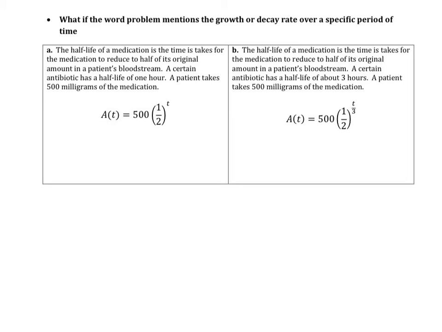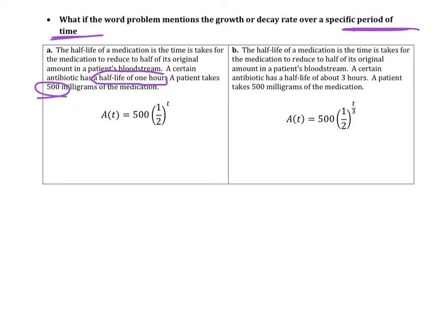All right, so now we step up into the Algebra 2 type question. What if the word problem mentions the growth or decay rate over a specific period of time? Let's highlight that for ourselves, a specific period of time. A, the half-life of a medication is the time it takes for the medication to reduce to half its original amount. So it's very nice to keep reminding you of that. A certain antibiotic has a half-life of 1 hour. Highlight that in your notebook. The half-life is 1 hour. And the patient takes 500 milligrams, so there's your initial amount.